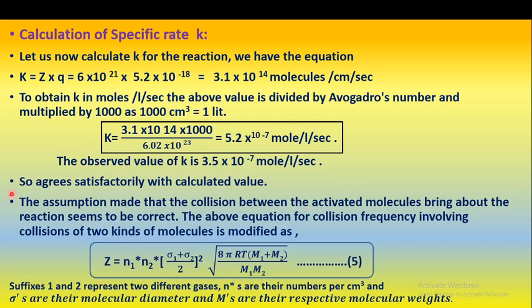Thus, from this Maxwell relation we can calculate the value of Z, the collision frequency, and Q, the fraction of total number of molecules, and from these two values we can calculate the specific reaction rate. So we calculate all the values Q, Z and K.